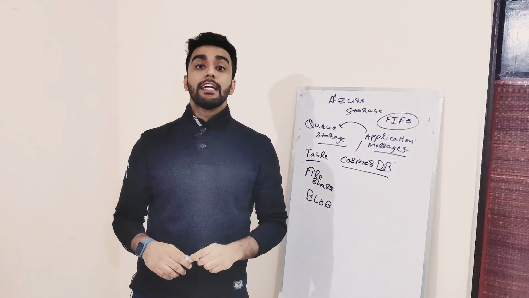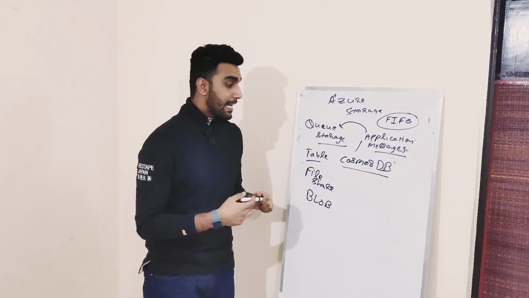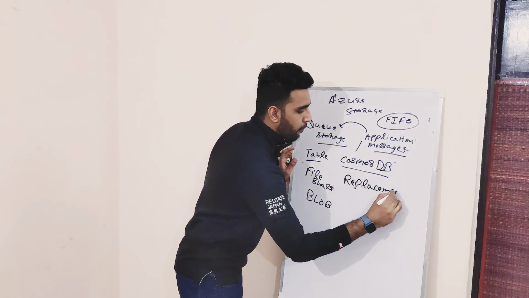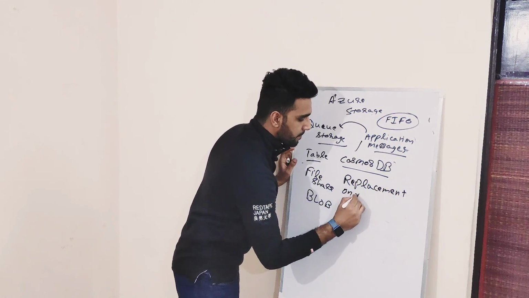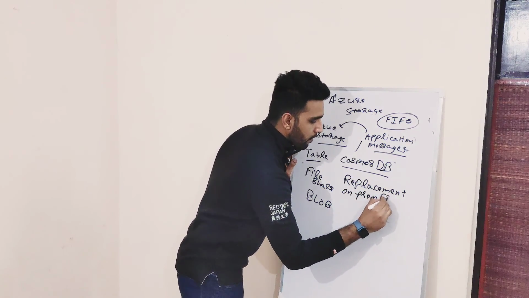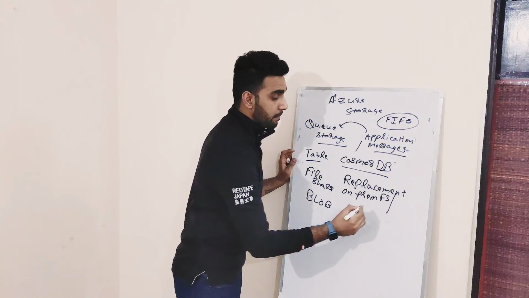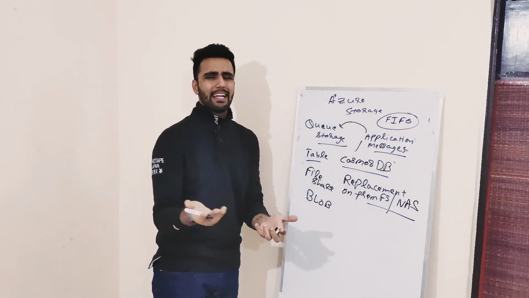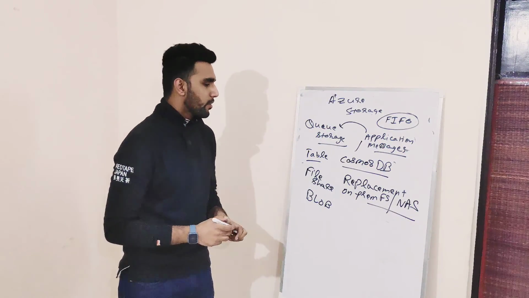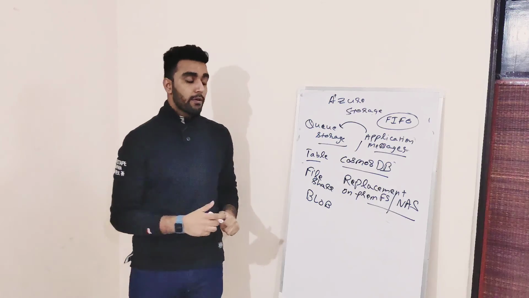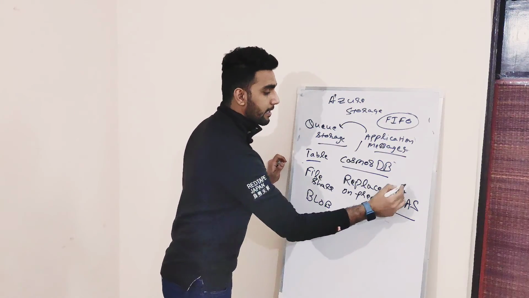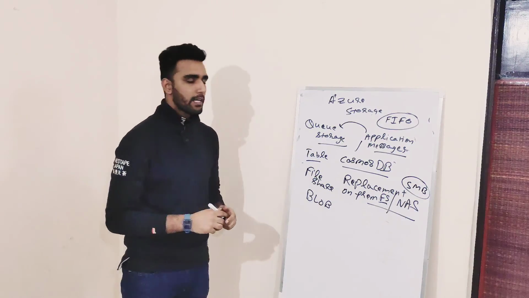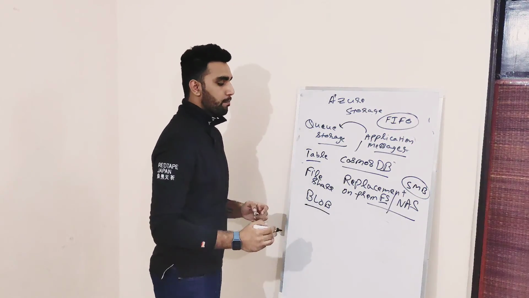Then there is file share. File share is a replacement for your on-prem file server, or it can act as a replacement for your on-prem NAS devices. Again, NAS devices are always on-prem, right? So it can act as a replacement for a file server and a NAS. Again, it uses SMB 3.x, 3.1, 3.0. Anyway. Then there is blob storage.